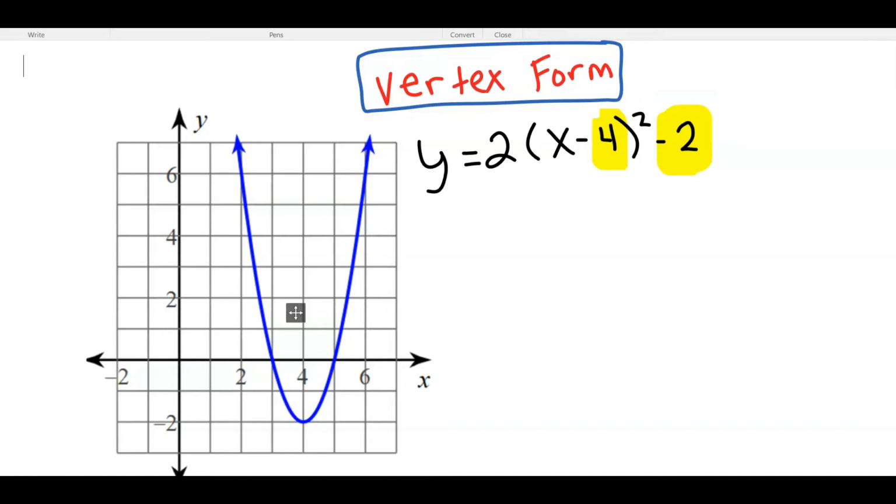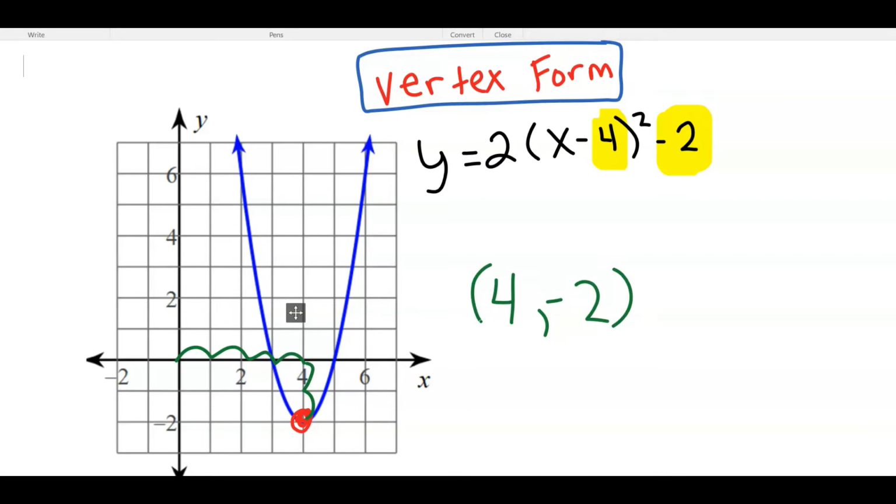Now the vertex is either going to be the highest point or the lowest point. And because of the way this opens, the vertex is down here at the bottom. And if I was going to label that point, I would say, okay, starting from the middle, 1, 2, 3, 4, I went over 4 spaces, and I went down 2 spaces to get there, negative 2 because I went down. That is the vertex of this parabola.